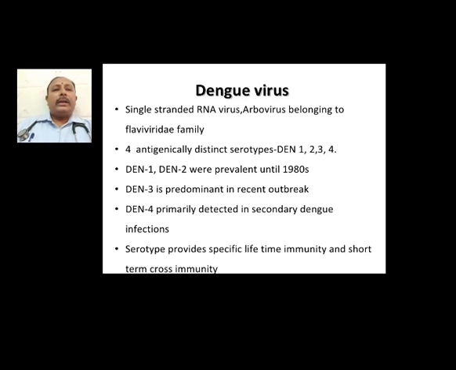DEN1 and DEN2 were prevalent until the 1980s. DEN3 is predominant in recent outbreaks, and DEN4 is primarily detected in secondary dengue infections. Serotypes provide specific lifetime immunity and short-term cross immunity. It will give a lifetime immunity to the particular serotype.